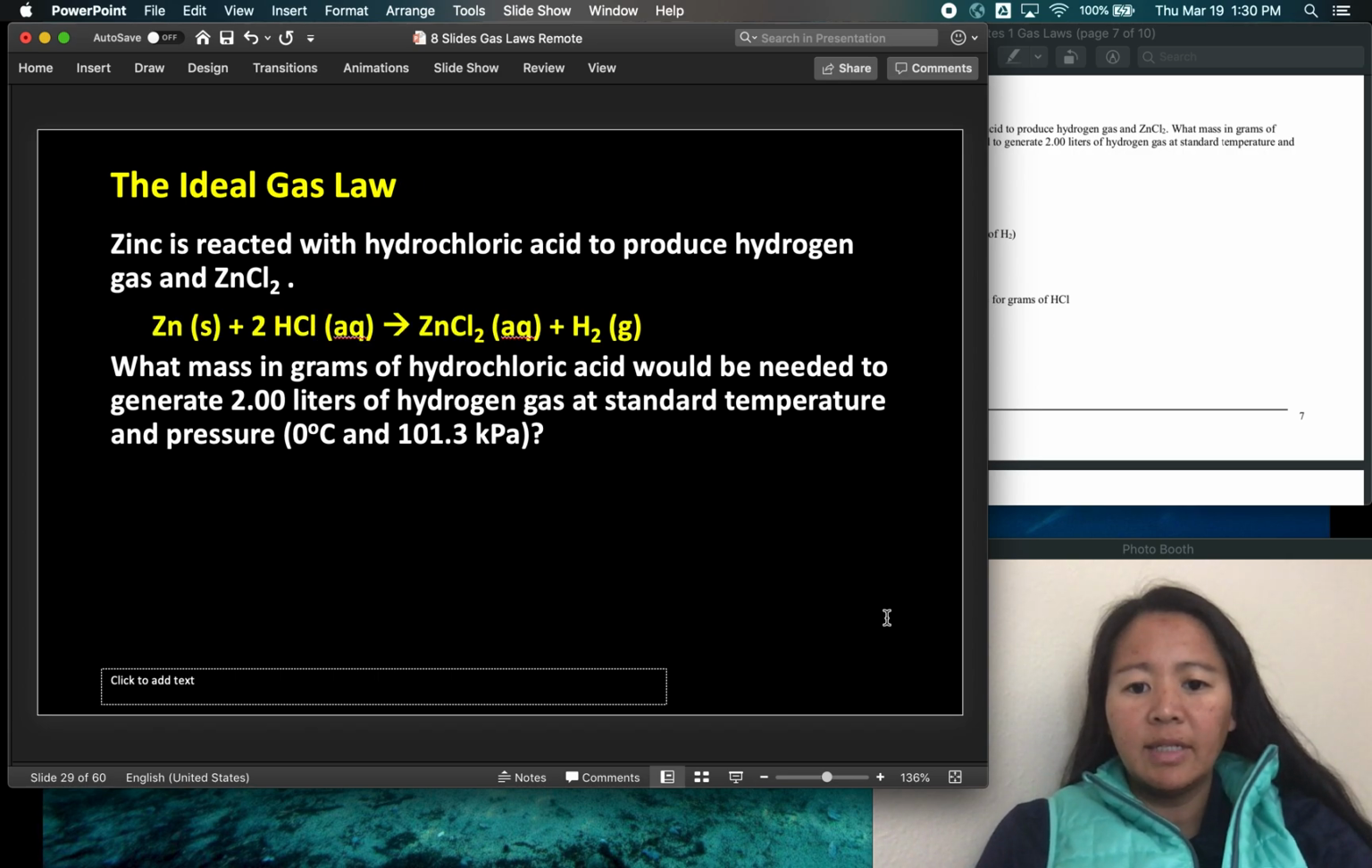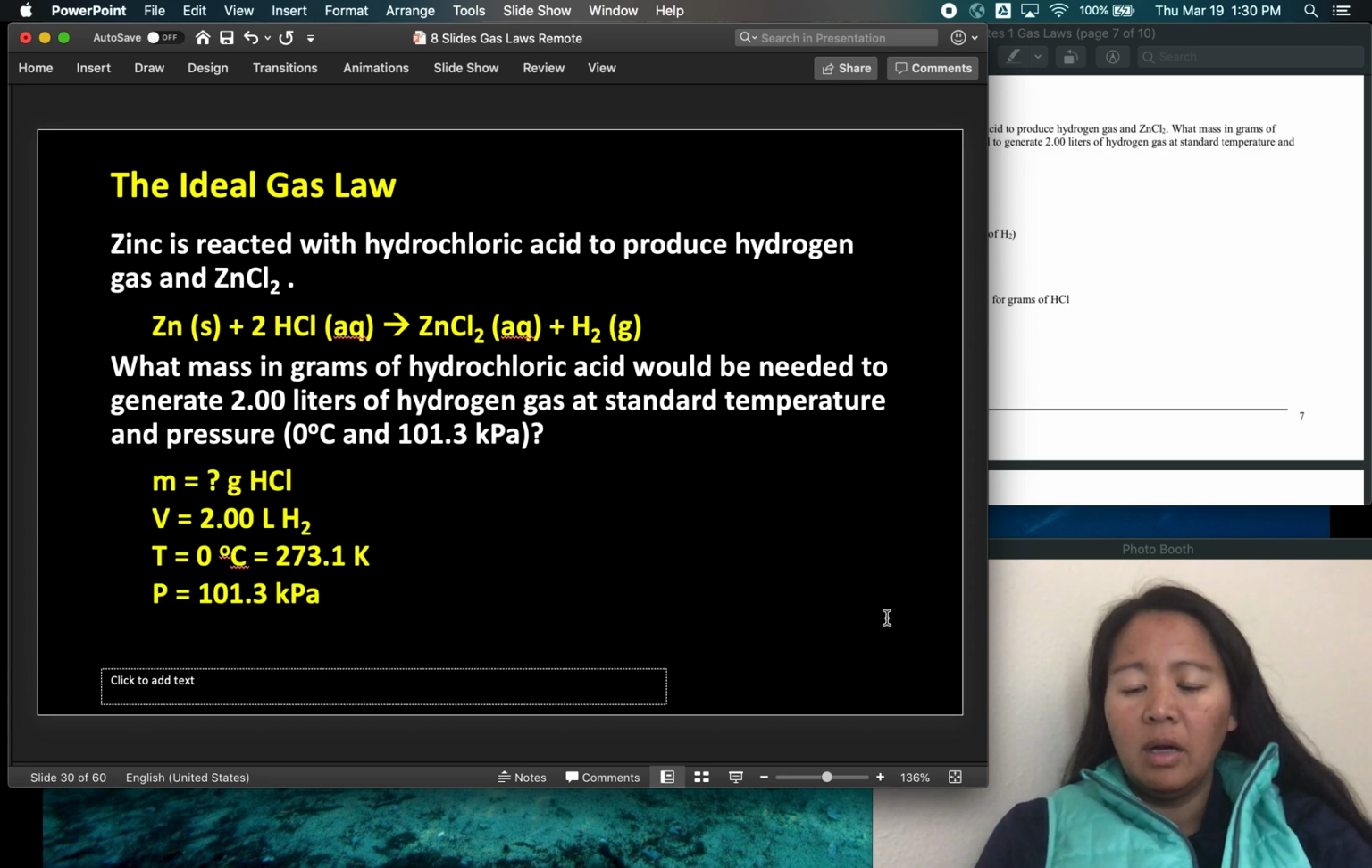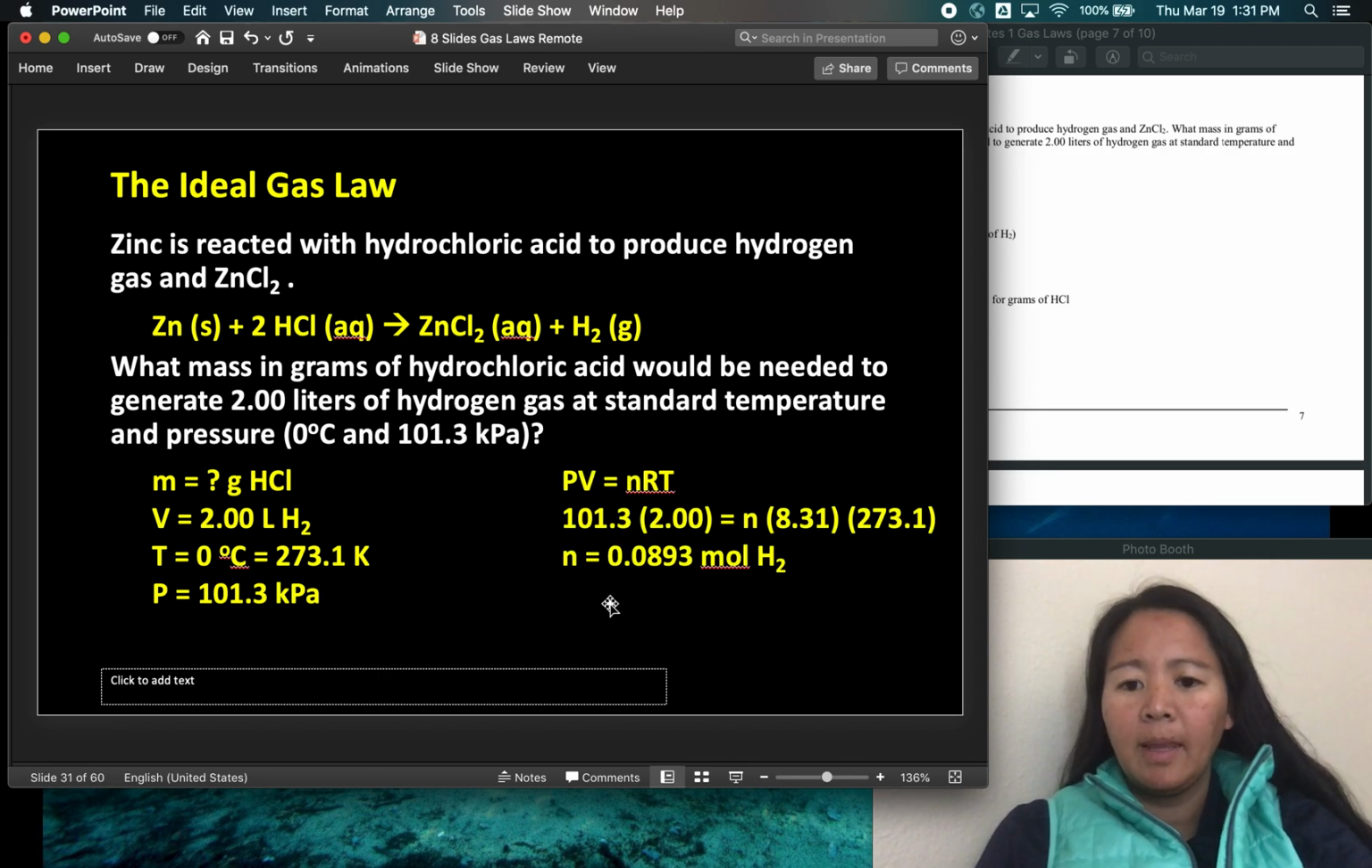All right, here's the answer for the balanced equation. If we look at the next part, we can see that we have several variables. We're trying to find the mass of hydrochloric acid. We have the volume of hydrogen gas, and we have standard temperature and pressure. So there are some values. You could also use atmospheres here if you wanted to for pressure. If we solve that, we're going to end up with moles.